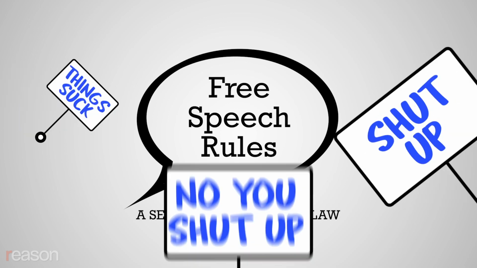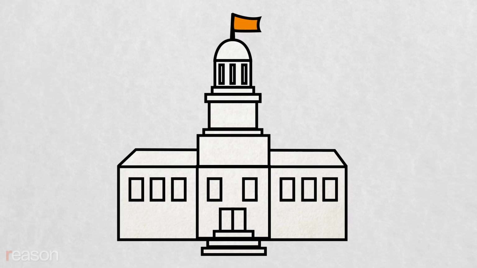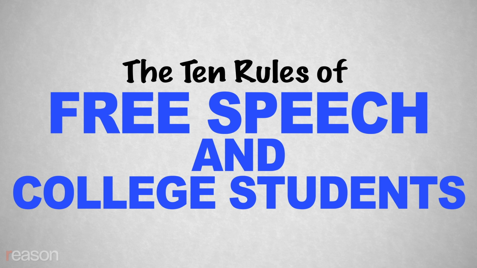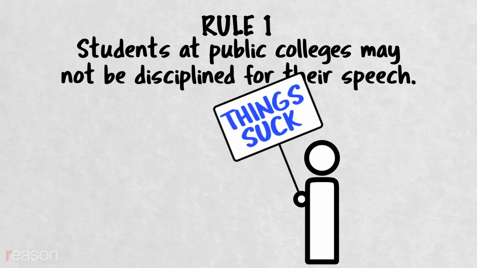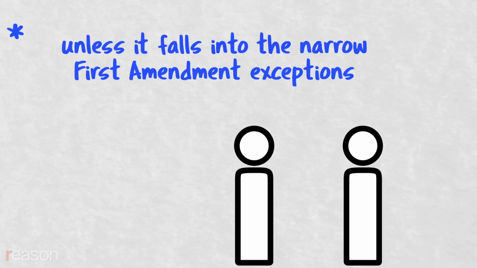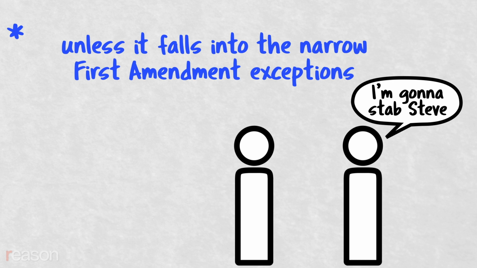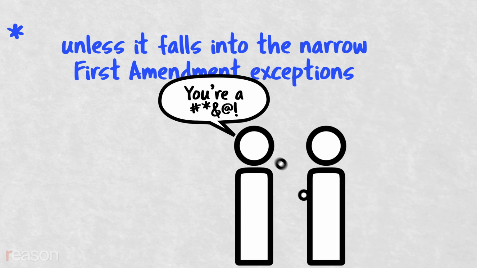Lots of recent free speech debates have come up at colleges. Here are 10 rules for how the freedom of speech applies to college students. 1. Students at public colleges may not be disciplined for their speech, unless it falls into the narrow First Amendment exceptions such as true threats of criminal attack or face-to-face personal insults that are likely to start a fight.